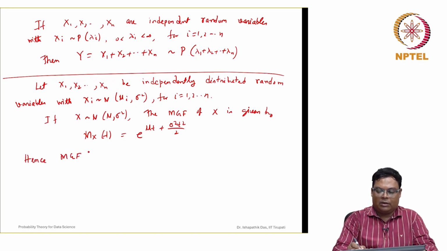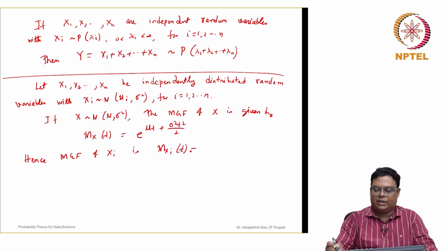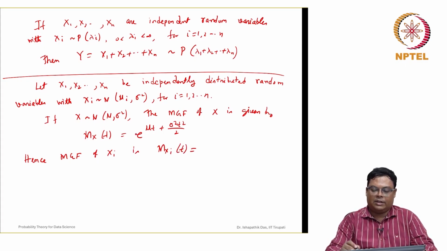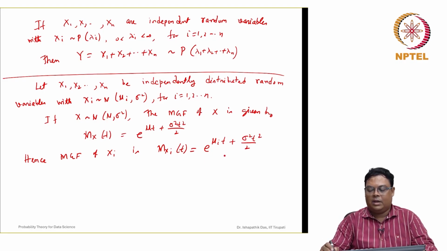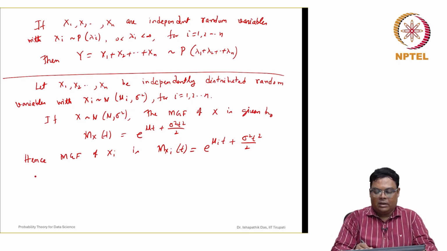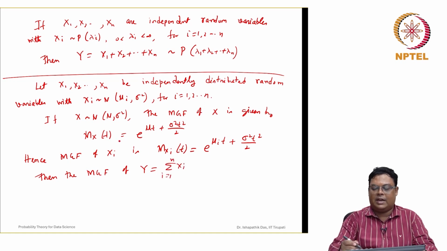The moment generating function of Xi is M_Xi(t), which is equal to e to the power of mu_i t plus sigma square t square by 2. Here only mu_i is changed, and sigma is the same for all i. So this is the moment generating function of Xi. Now we use this result. The moment generating function of Y, where Y is the summation of Xi, i is equal to 1 to n, because they are independently distributed random variables. We use these previous results.